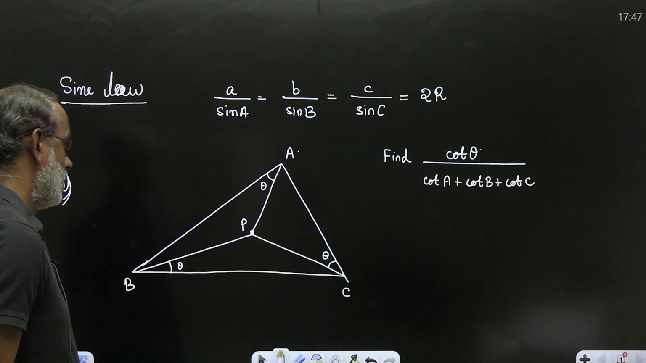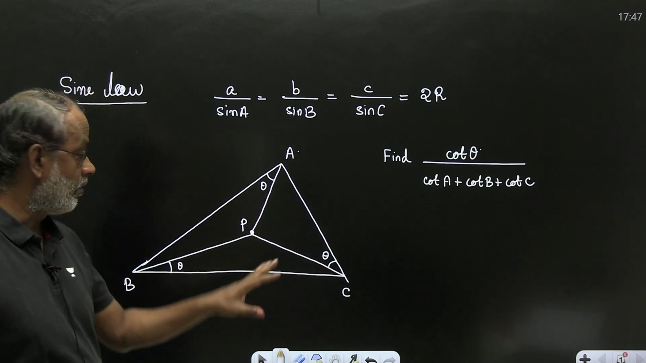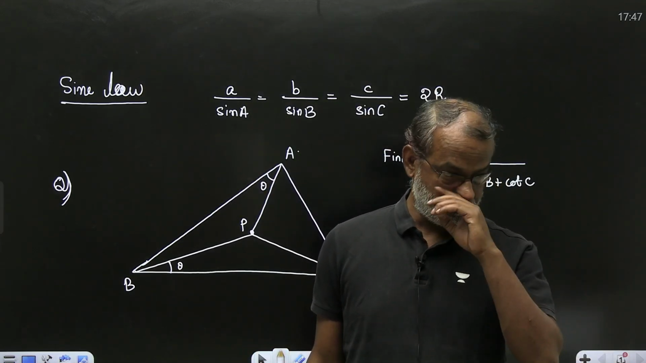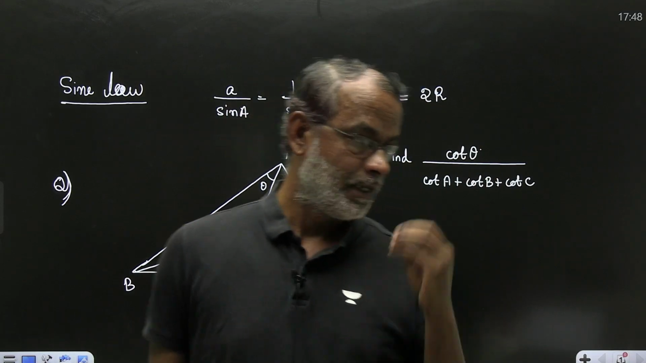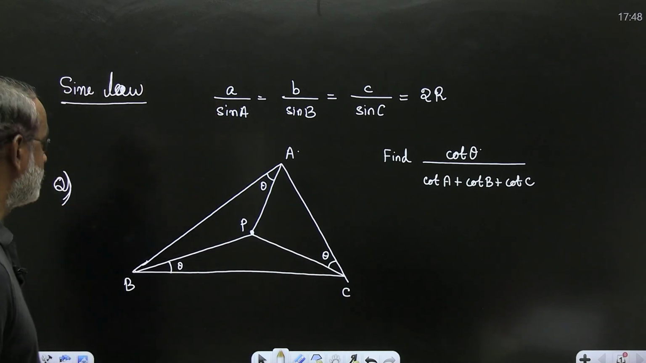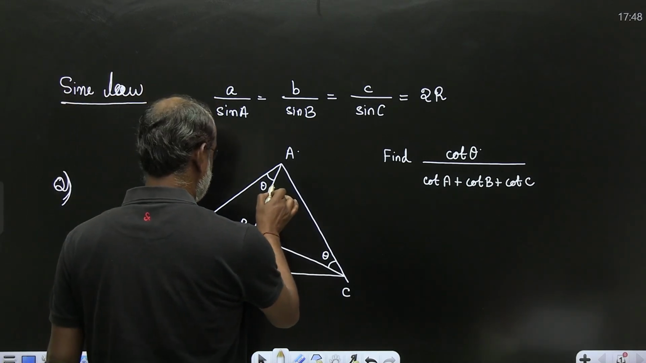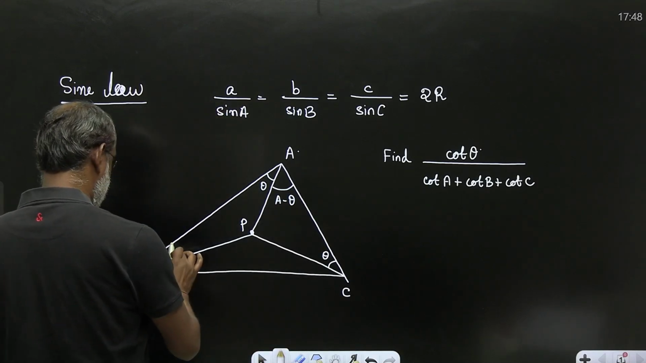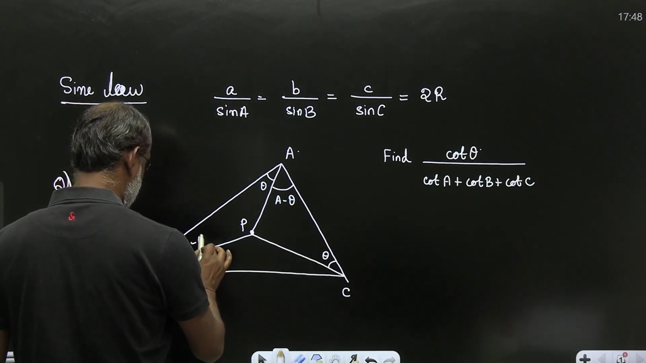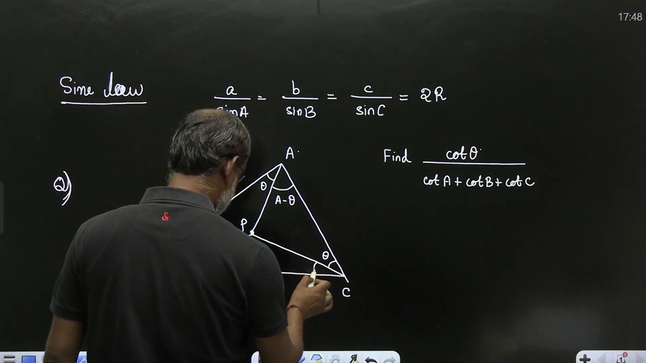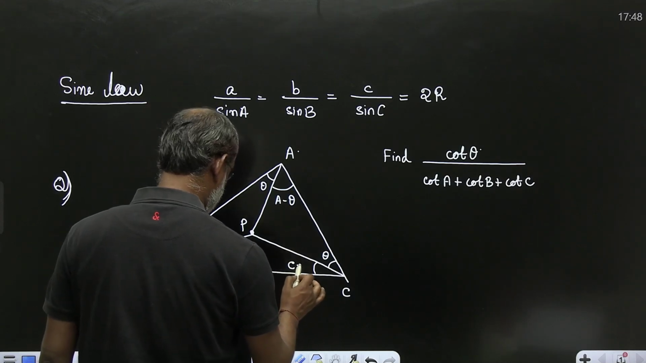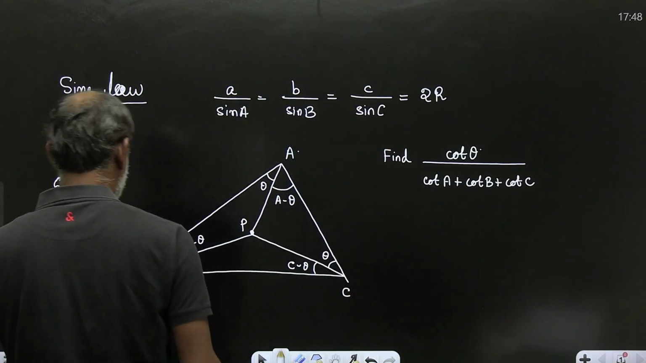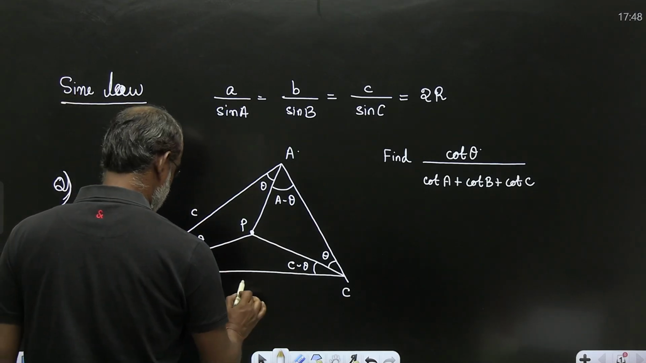Now, in situations like this, if we are not able to proceed geometrically, it is advisable that we use sine rule as the de facto method that we apply. So, how do we start? This angle is theta. This is A minus theta. This is B minus theta. This is C minus theta. So these sides are c, a, b.